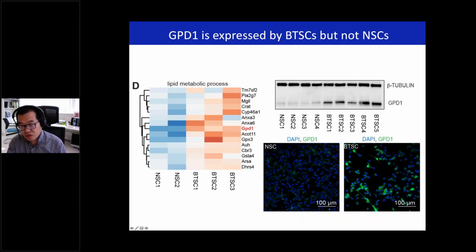On the protein level it is highly expressed in brain tumor stem cells. If you stain cultured neural stem cells, you really don't see signal, and you see the expression in cultured brain tumor stem cells as well. So the screen really works. We do find proteins that are expressed in brain tumor stem cells.